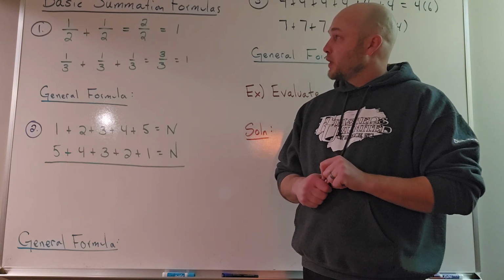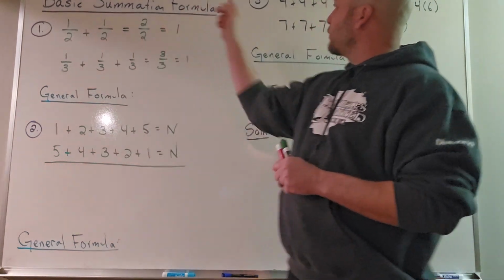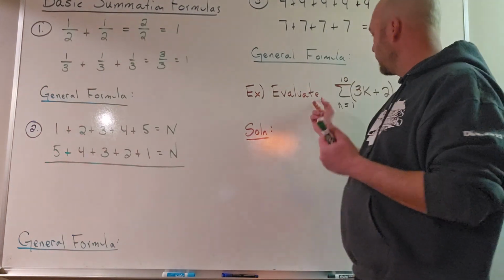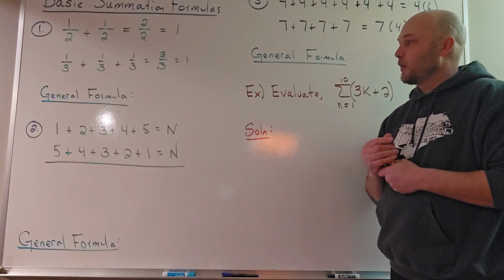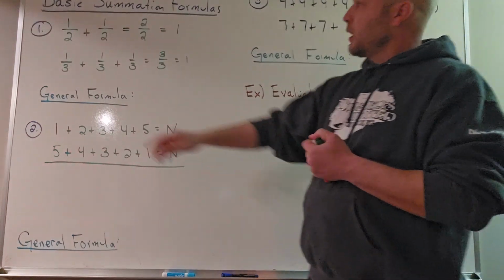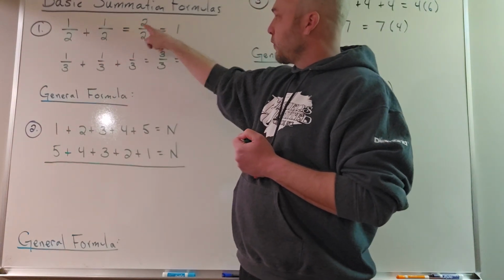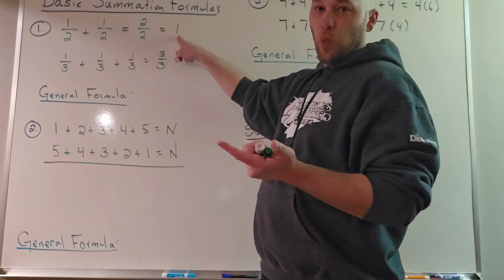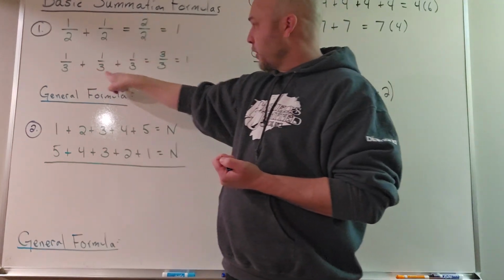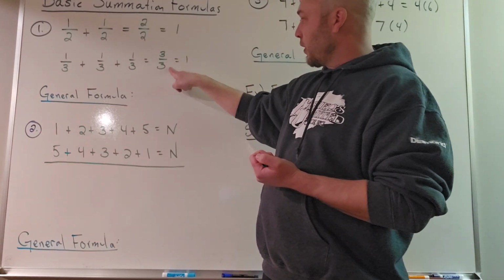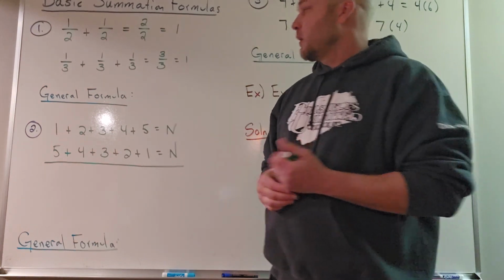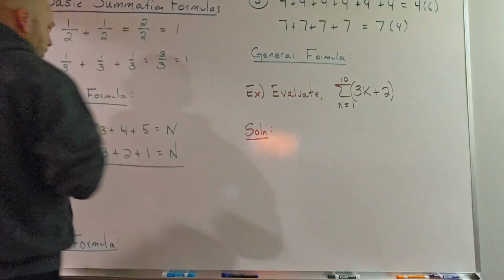Okay, first example. I've got three summation formulas that I want to talk through, and then we'll put it together and do an example of an evaluation. First, look at the following. If I have 1/2 plus 1/2, that equals, of course, 2 over 2, which is 1. If I have a third plus a third plus a third, that would be 3/3, which is 1. We can generalize this as follows.